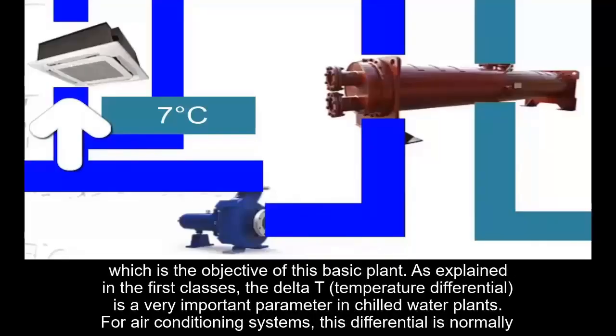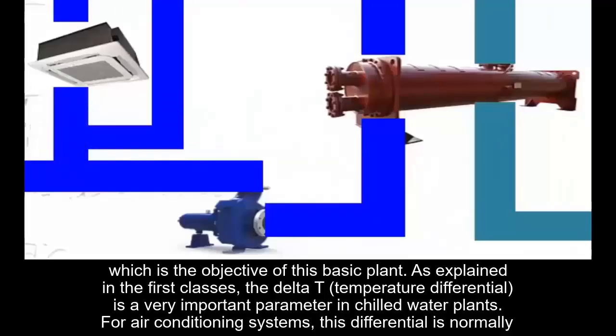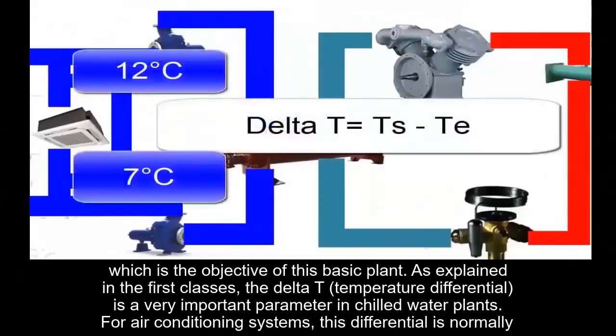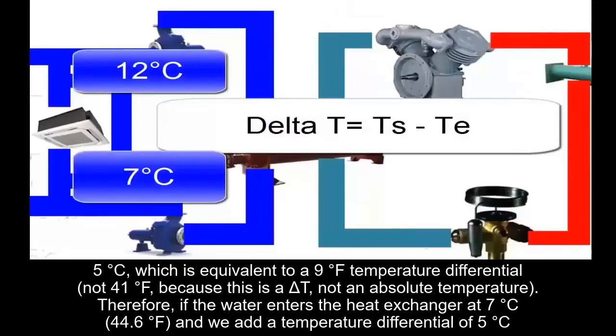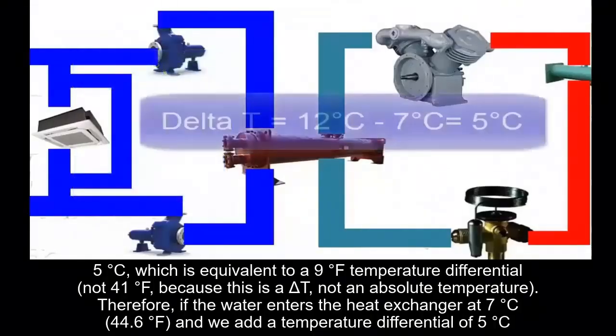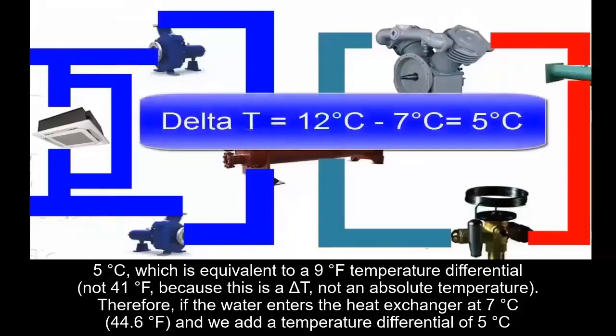As explained in the first classes, the delta T, or temperature differential, is a very important parameter in chilled water plants. For air conditioning systems, this differential is normally 5 degrees Celsius, which is equivalent to a 9 degrees Fahrenheit temperature differential, not 41 degrees Fahrenheit, because this is a delta T, not an absolute temperature.